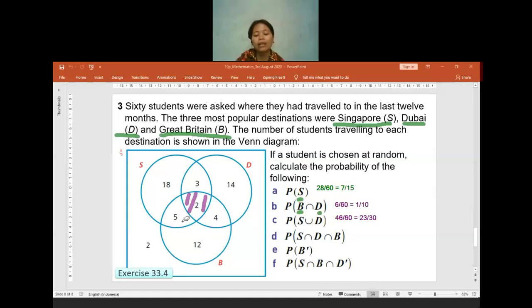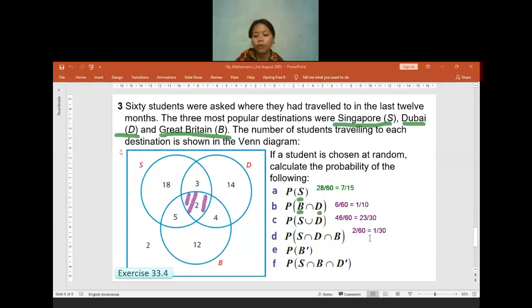You have to make sure that the number exists in the circle S, in the circle D and in the circle B, because it is the intersection among S, D and B. So the probability will be 2 out of 60, which is equal to 1 per 30.